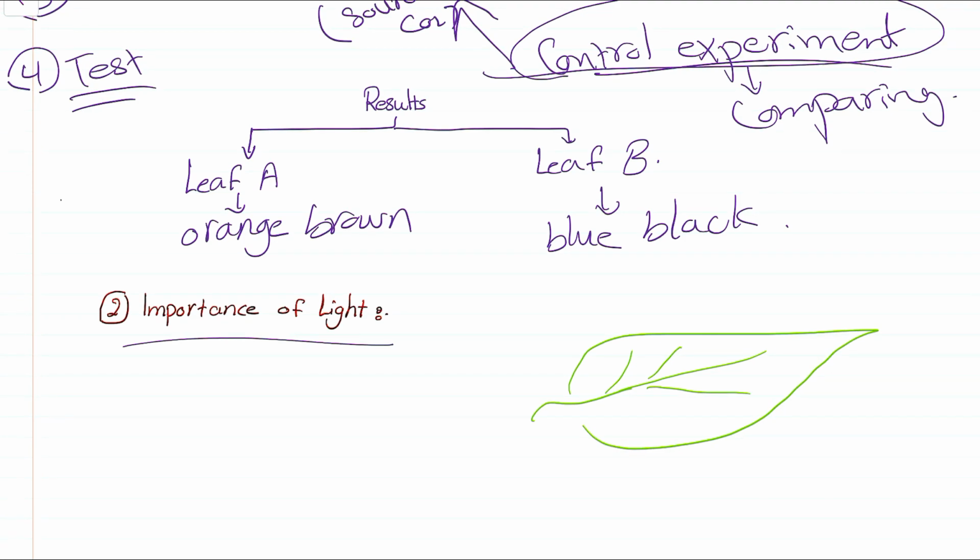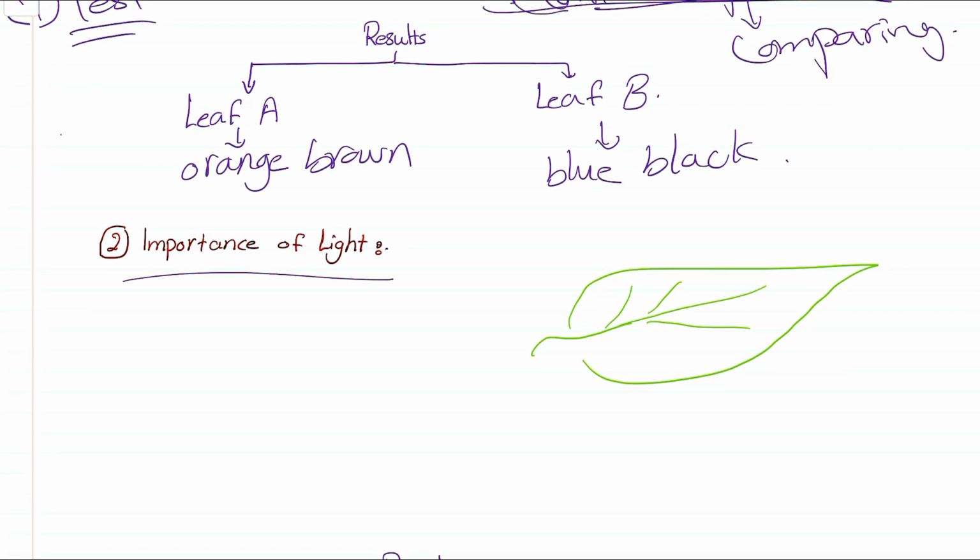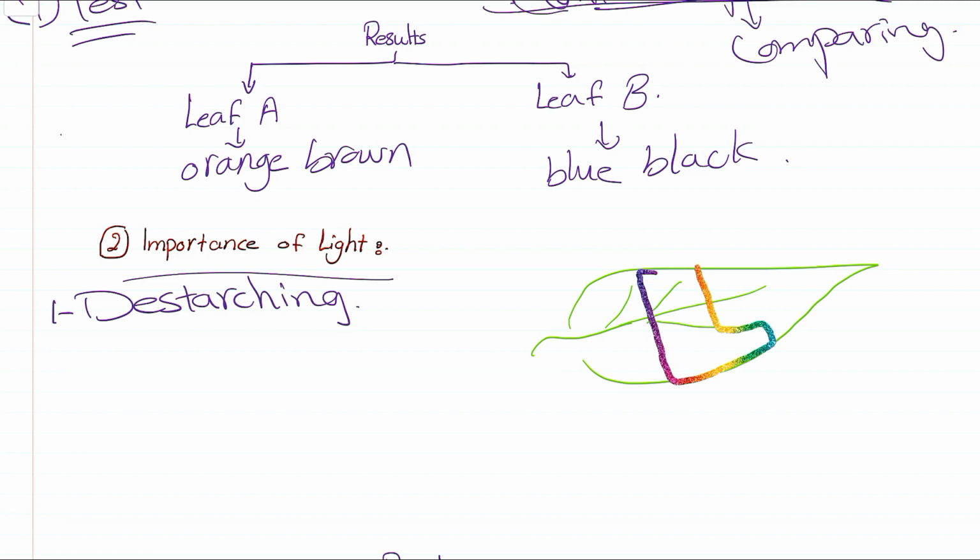Secondly, importance of light. We need to prove that the light is very important, and without it, no photosynthesis at all. So we'll get a leaf, as you see. The first, destarching. And then, with aluminum foil, cover a part of it completely, as you see. Why? To trap the light.